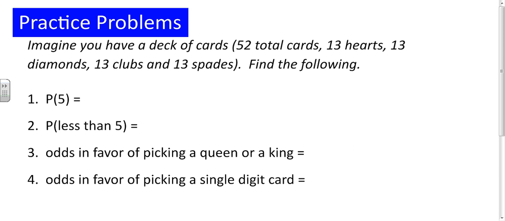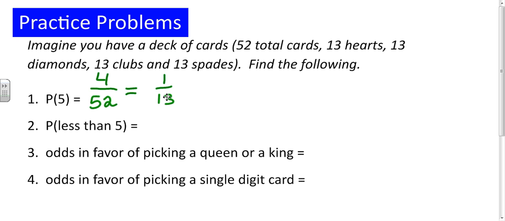All right, here are 4 for you to practice on your own. So if I have a deck of cards, and there are 52 cards total, 13 hearts, 13 diamonds, 13 clubs, and 13 spades, I want to find the probability of picking a 5. So it could be a 5 of hearts, a 5 of clubs, a 5 of spades, or a 5 of diamonds. So there are 4 fives in that deck. Out of how many total cards? There are 52 total cards. I could reduce this, and this will reduce down to 1/13.